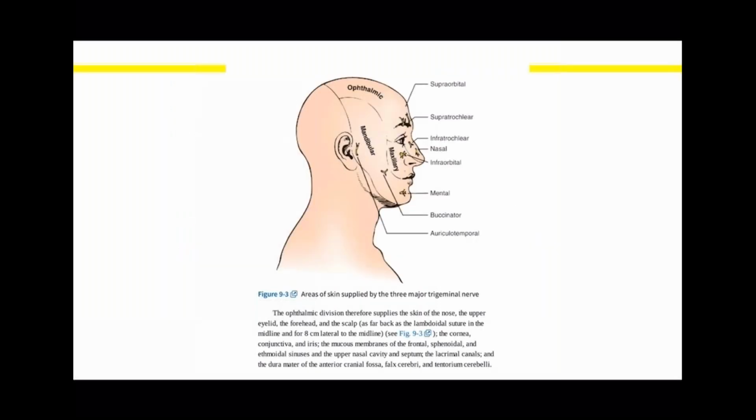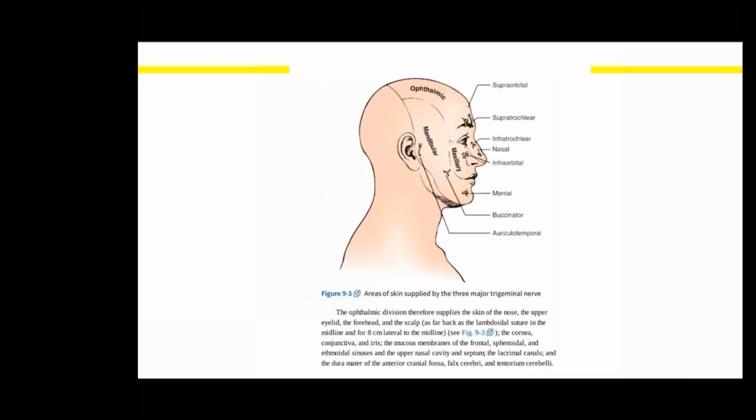So back to the ophthalmic division, it supplies the skin of the nose, upper eyelid, forehead, and the scalp, as far back as the lambdoid suture in the midline, 8 cm lateral to the midline. It supplies also the cornea, conjunctiva, and iris, and the mucous membrane of the frontal, sphenoid, and ethmoidal sinuses, the upper nasal cavity and septum, and the lacrimal canals, and the dura mater as well of the anterior cranial fossa, falx cerebri, and tentorium cerebelli.